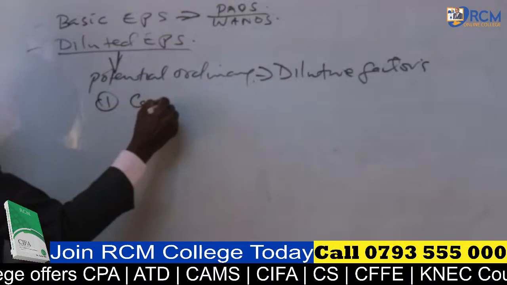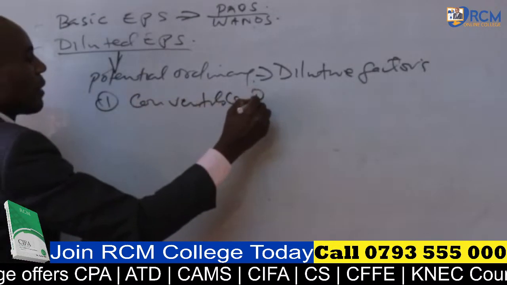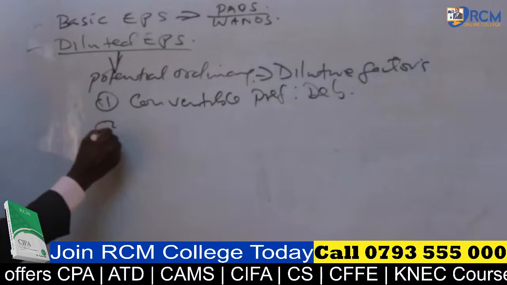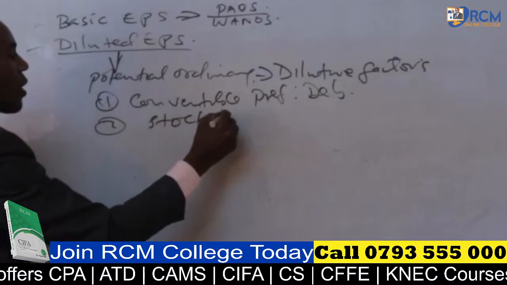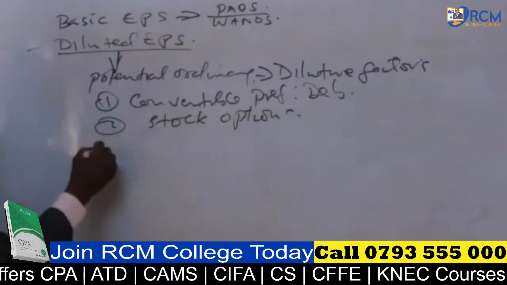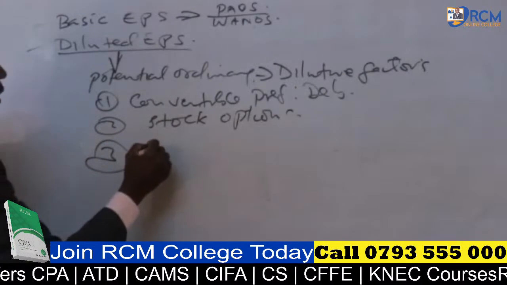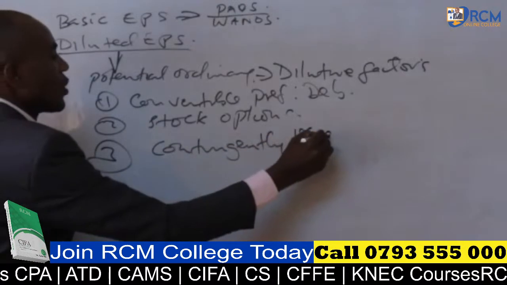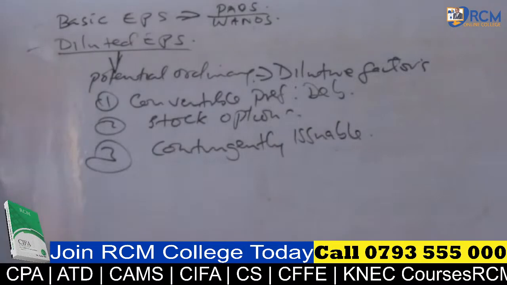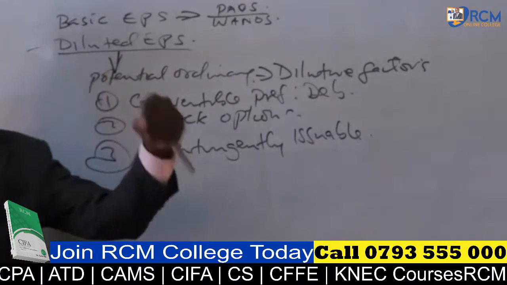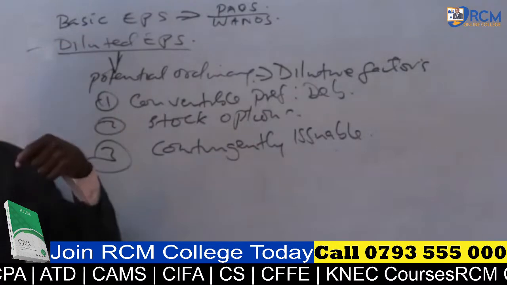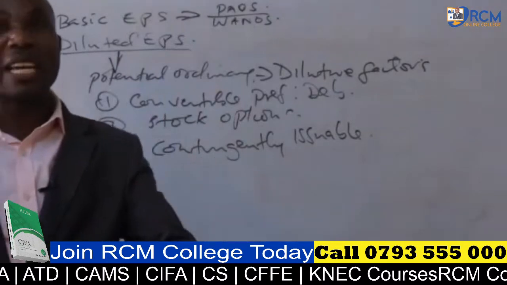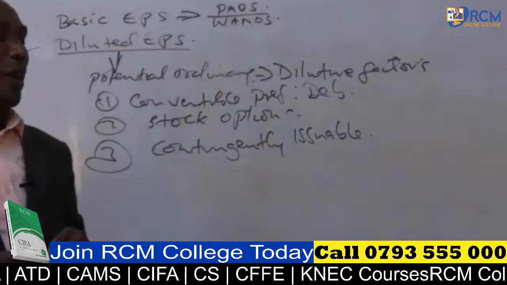Number one, convertible preference shares and debentures. Number two, stock options. Then number three, we have what we call contingently issuable shares. Those are some of the dilutive factors that will cause our EPS in future to change from our basic, because we know that today it's a preference share, but tomorrow it will be an ordinary share. You are going to convert, therefore you are going to increase what?